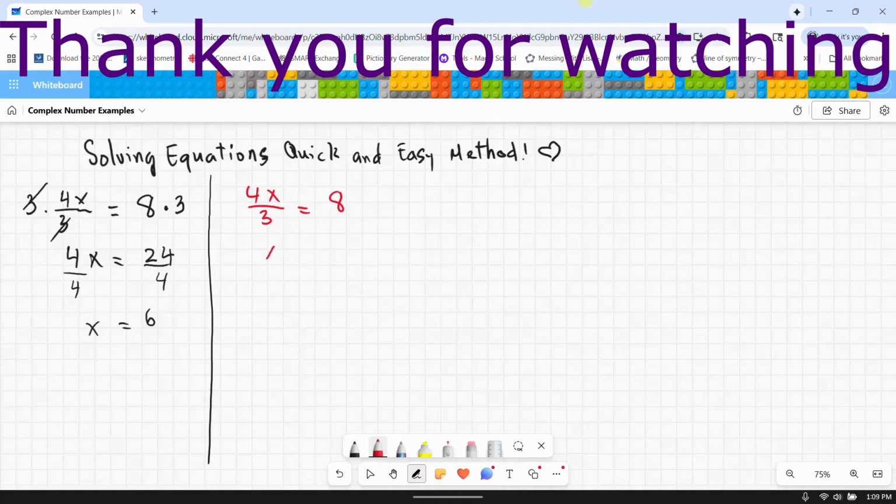So I have x and I rewrite it. Now number 4 is on the top, so I'm going to have this bar. I'm going to move number 4 to the bottom. Number 3 is on the bottom, I'm going to move it to the top, then I multiply it. Okay? So this turns out to be 8 times 3, 24, divided by 4, which is equal to 6.